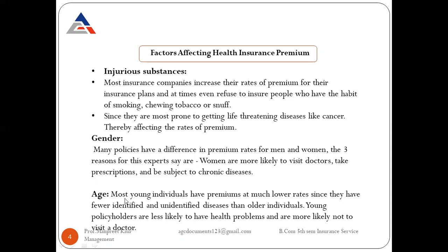Another factor that affects the health insurance premium is age. Most young individuals have premiums at much lower rates. So if an individual's age is less than 18 or near about 18, the premium paid for health insurance by that individual is at a quite lower rate than other premiums, since they have fewer identified and unidentified diseases than older individuals. They find that there are few identified and unidentified diseases that belong to that particular age group.